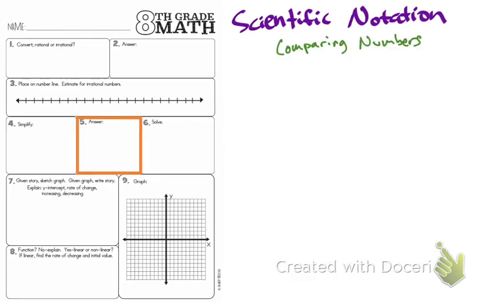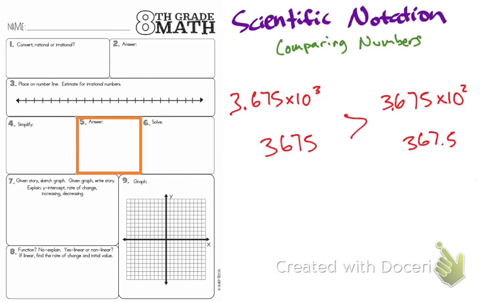Now, let's go ahead and just talk about how we can use scientific notation to do some of those comparisons of numbers that we described just a moment ago. In this case, we could take a look at a number like 3.675 times 10 to the 3rd power and 3.675 times 10 to the 2nd power, and we should be able to identify right away that 3.675 times 10 to the third power is the bigger number. And I can tell that right away because the exponent is a larger exponent.